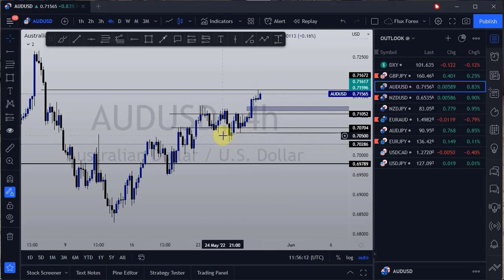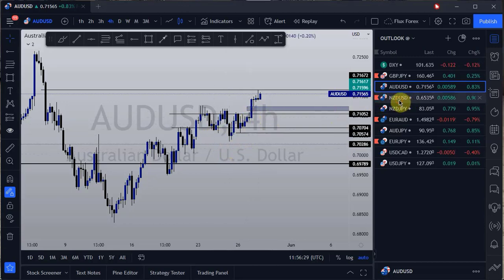So going into this week, sorry, I don't know why I keep saying next week, but going into this week, that is my expectation on AUDUSD.